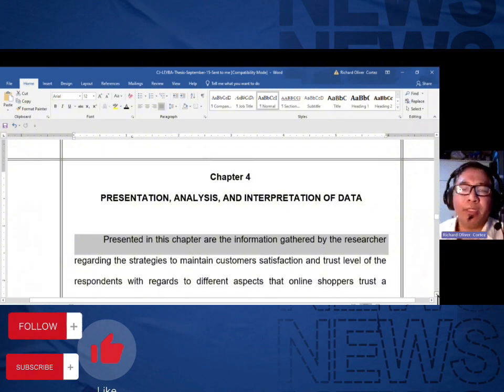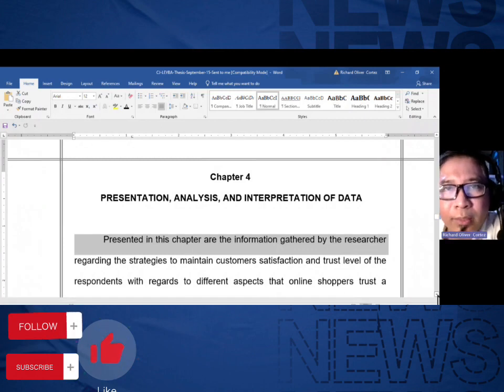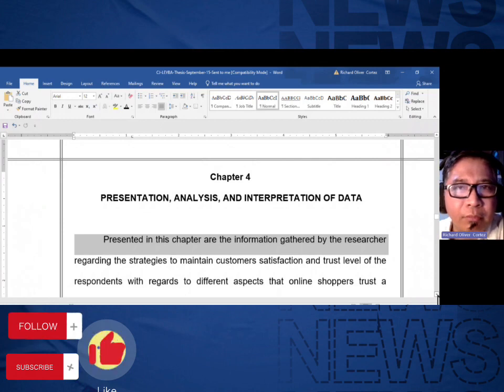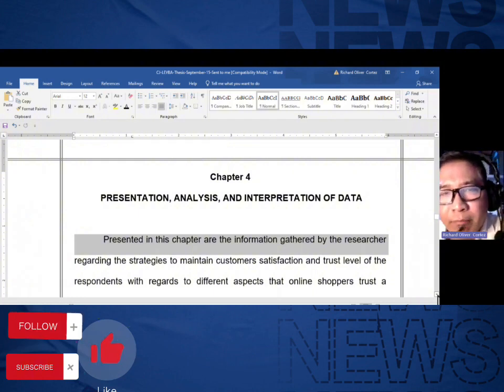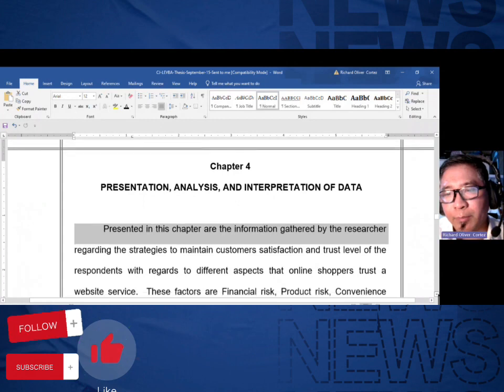So you will start as what I have been saying. Every chapter should have an introductory paragraph, like in chapter 1, the problems and the background. Chapter 2, review of related literature and studies. Chapter 3, the methodology or research methods. And this one, let us now present the data.